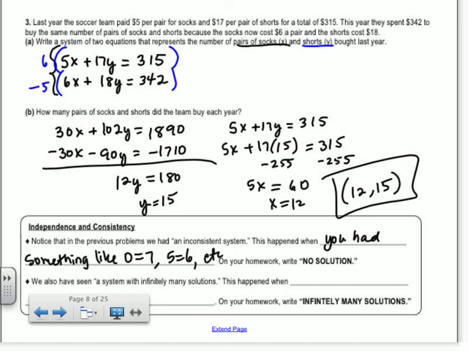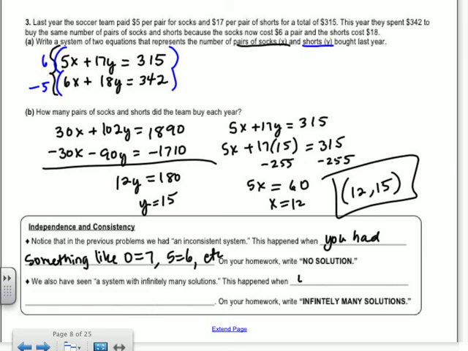We've also seen a system with infinitely many solutions. Okay, this happened when you had something like 0 equals 0, or 5 equals 5, or maybe 2x plus 3 equals 2x plus 3. So the exact same thing on the right and left. On your homework, write infinitely many solutions. So some people in the other class were saying, well, why can't I write all real numbers? If you write all real numbers, that's okay. I'll accept that.